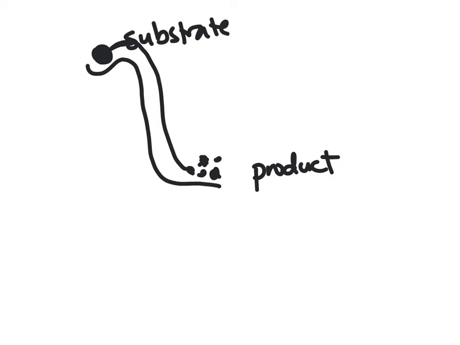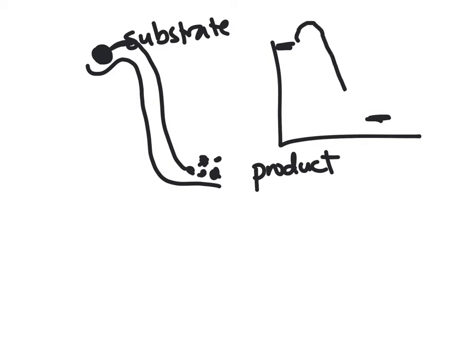Now, in a catabolic reaction, if that's the potential energy of your substrate molecules and this is the potential energy of your product, we need to add energy to activate the reaction, and then energy will be given out during the reaction. This energy here is called the activation energy.